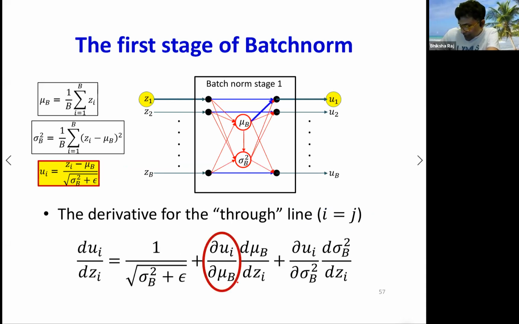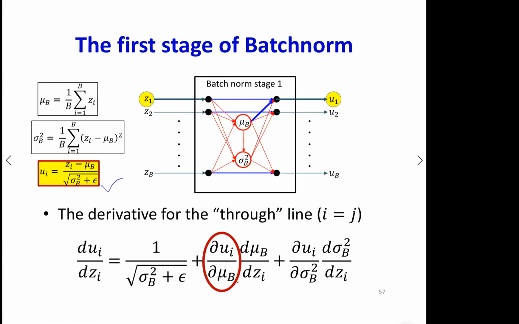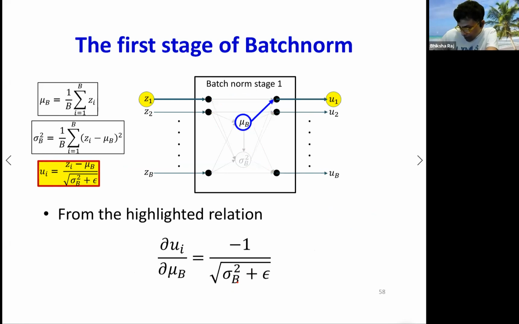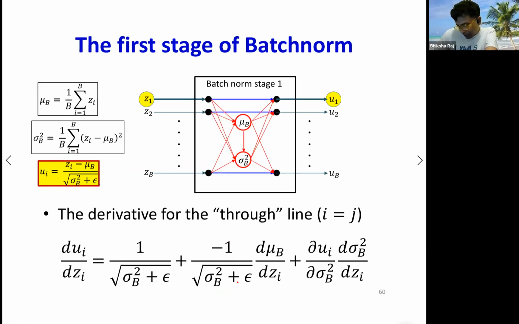Now let's consider the second term, the derivative of u with respect to mu. Can anybody tell me what that is going to be? Anyone? That's also going to come from this equation, right? Yeah. Minus 1 over square root of sigma squared, right? So that's simply going to be minus 1 over square root of sigma squared. So let me plug that in. Okay.